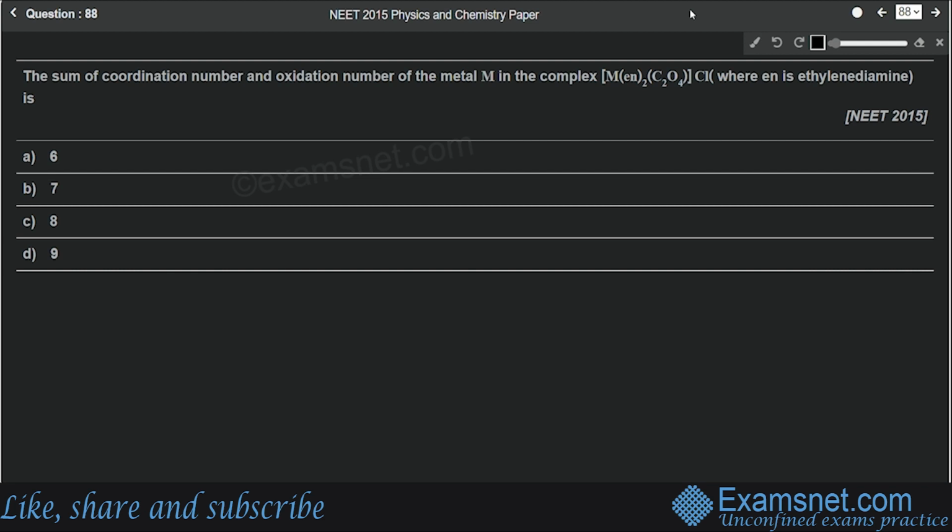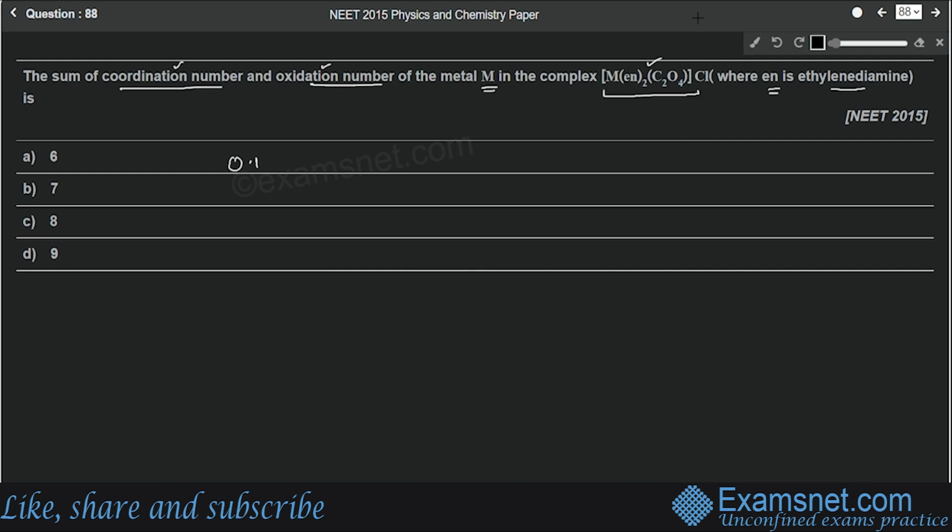Question number 88 is from the chapter Coordination Compound, and the question is, the sum of coordination number and oxidation number of the metal M in the complex, where en is ethylene diamine, is. Okay, so this complex is given and we have to find the sum of coordination number and oxidation number. So let's find the oxidation number and coordination number one by one, and then we'll find the sum.